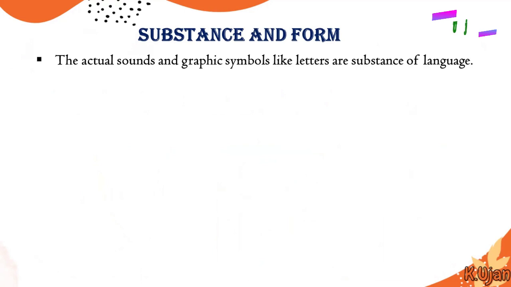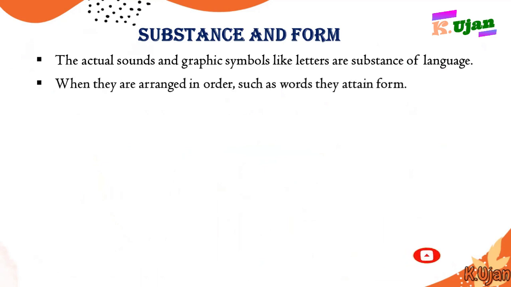What is substance? The actual sounds and graphical symbols like letters are the substance of language. So we can say that the letters, or graphical symbols, or the units of sounds which we call phonemes, these are the substance of language. When they are arranged in order, such as words, they attain form. Certainly, when these letters are arranged in words or in proper word sounds, those are known as forms of those substances.